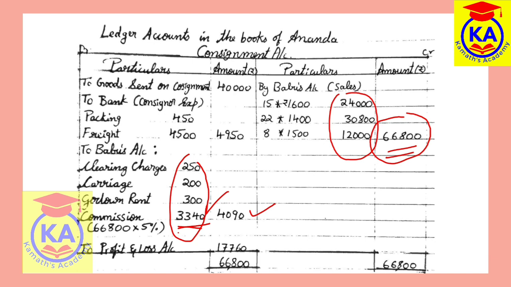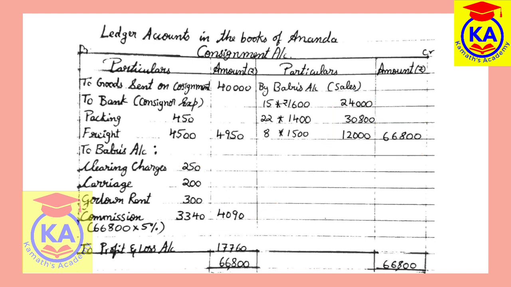So, I hope you understood all this. Up to this much you have understood. Now, the balance. You are going to transfer the balance to P&L account, that is profit and loss account. The credit side is greater, which means it's profit, and the debit side is less. So on the debit side, you have to write 'To profit and loss account' 17,760, and the total is 66,800. So that is about the consignment account.